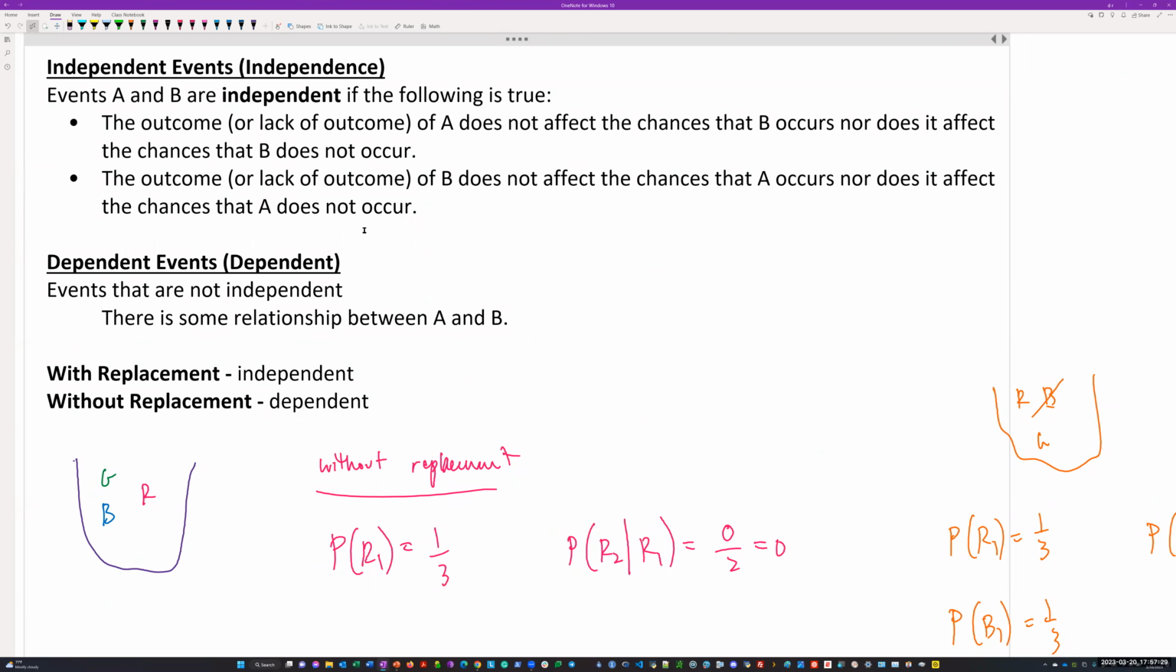The oldest one was a boy. Well, the chances the other one's going to be a boy is still 50%. It really makes no difference. Does that make sense? All right.